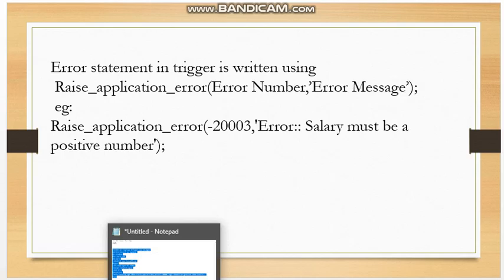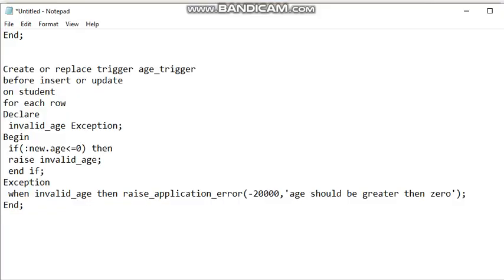Now we will see an example of a trigger. Here we have one trigger which is based on the student table. It takes the statement create or replace trigger with the trigger name. We are writing the trigger for checking the age. Before insert and delete, we want to check it on the student table. For each row, now what we are writing: declare invalid age, which is our exception name, the name of the exception which we want to declare. Then begin, if new age is less than 0, whenever the age given by the user is less than 0, we want to raise the invalid age exception. And then in the exception, we want the message that age should be greater than 0.